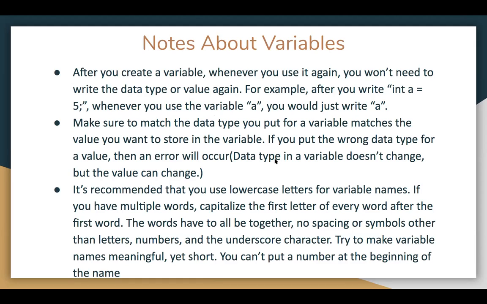Just something to mention: data types in a variable never change, but the value can change. That means once you create an integer variable, it can never become a double variable. I mean, there are ways that it can, but generally they don't change. But the value can change. So if you set int a equals 5, you could always do a equals 7, and then it'll change.